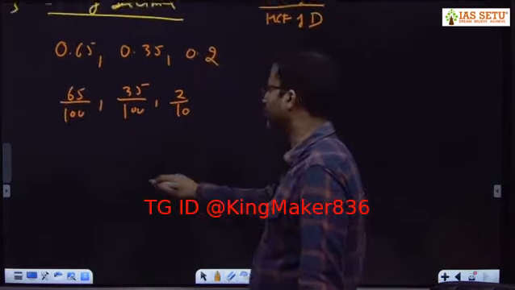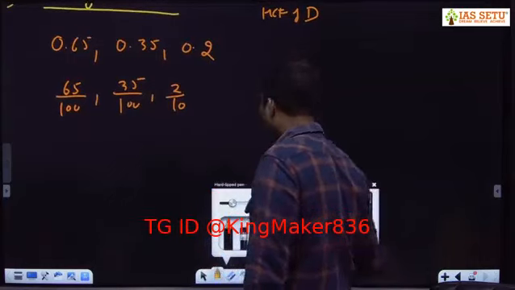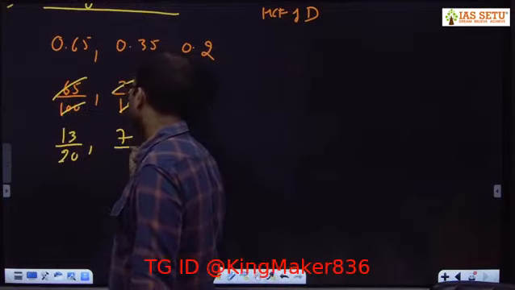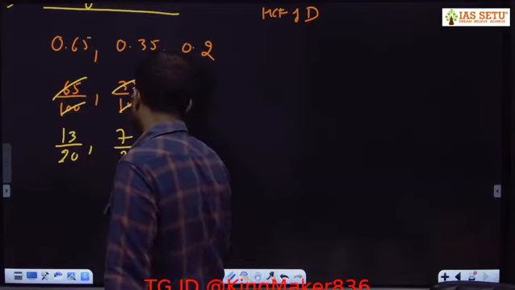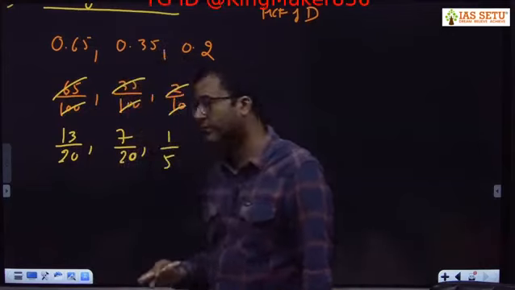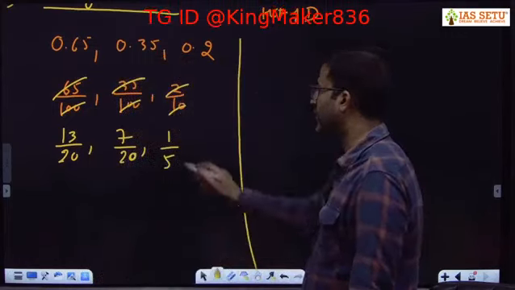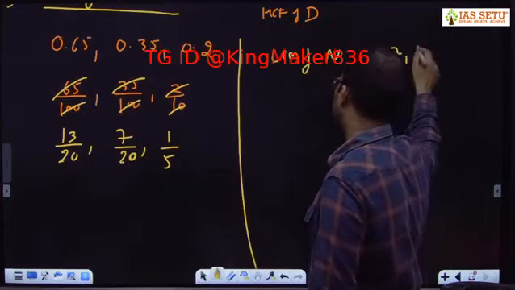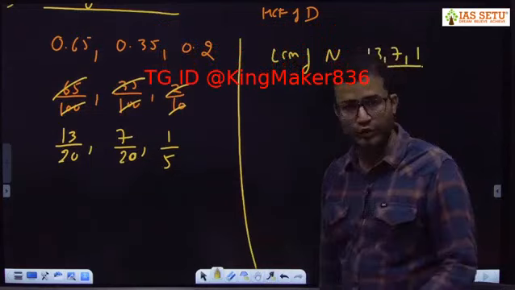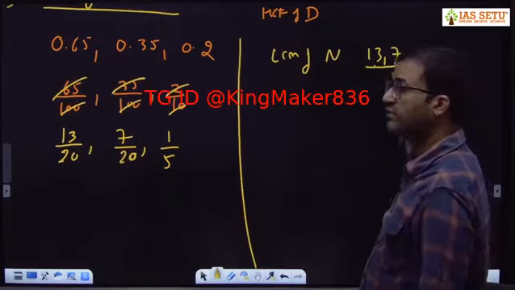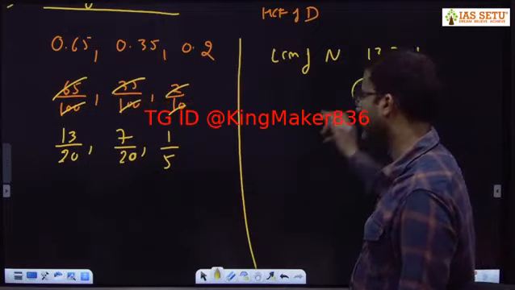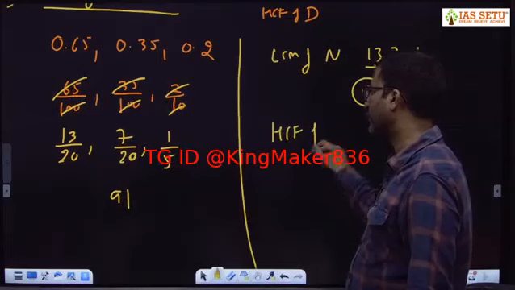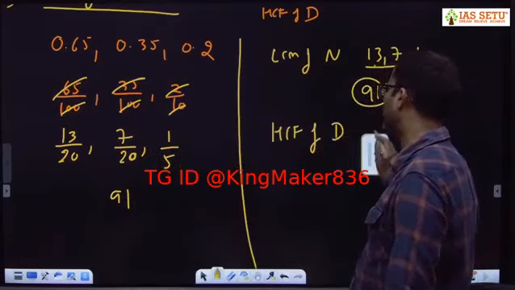So now here we will simplify these fractions. If you simplify, this is 13 upon 20, this is 7 upon 20, this is 1 by 5. Okay. The next step is we will find the LCM of the numerator. Our numerators here are 13, 7 and 1. You can use the school method, or 13 and 7 are co-prime. So what is your LCM? 91.